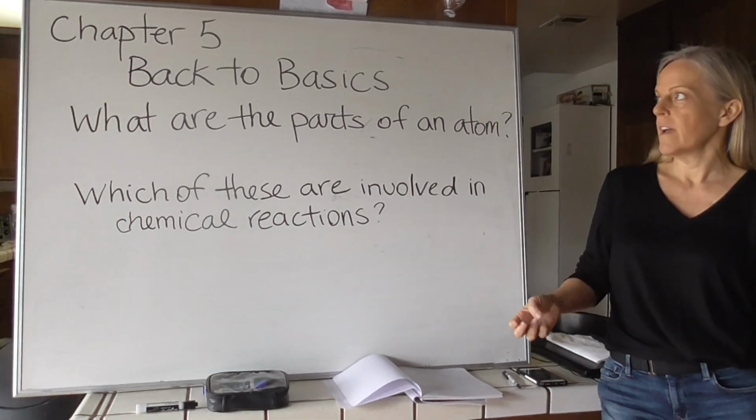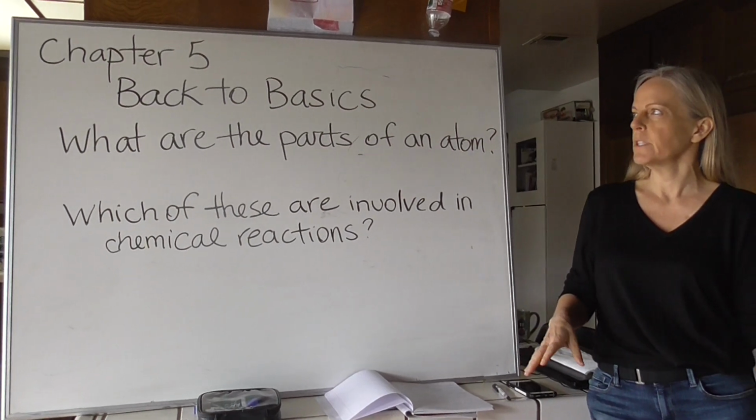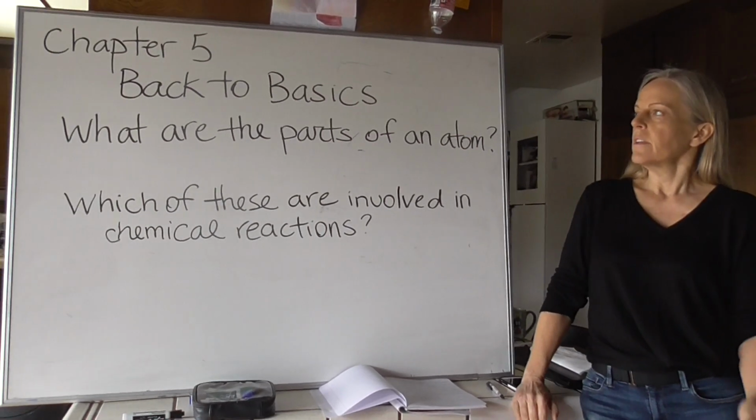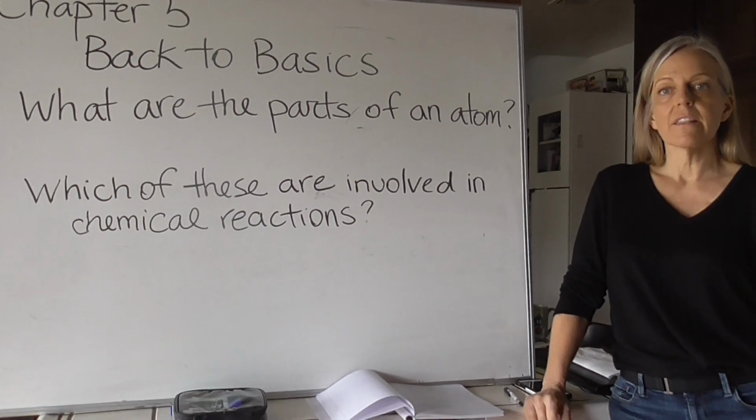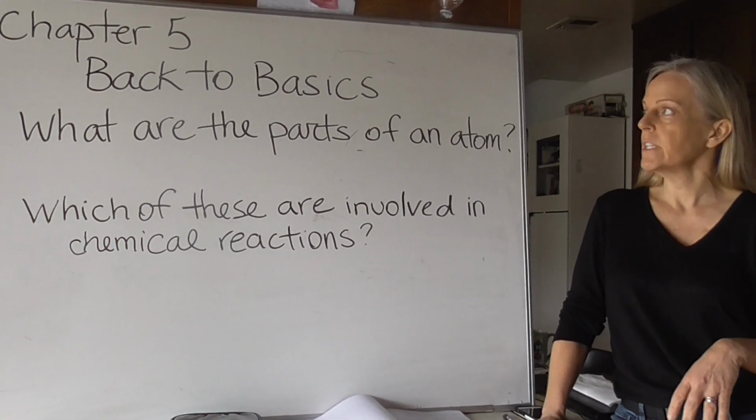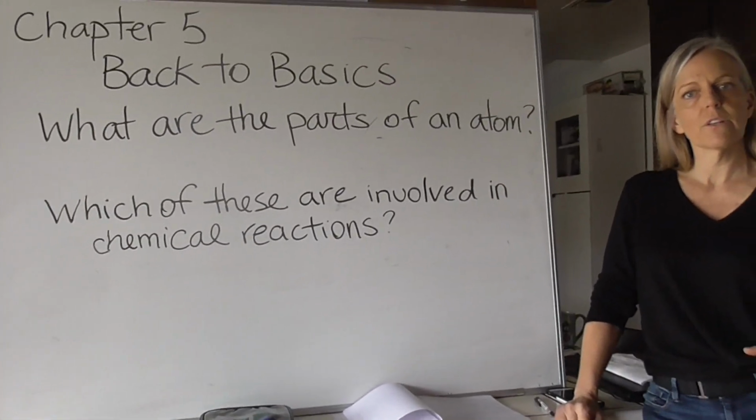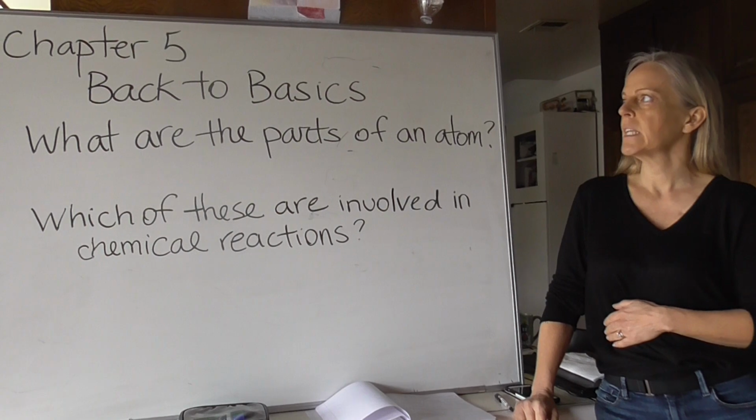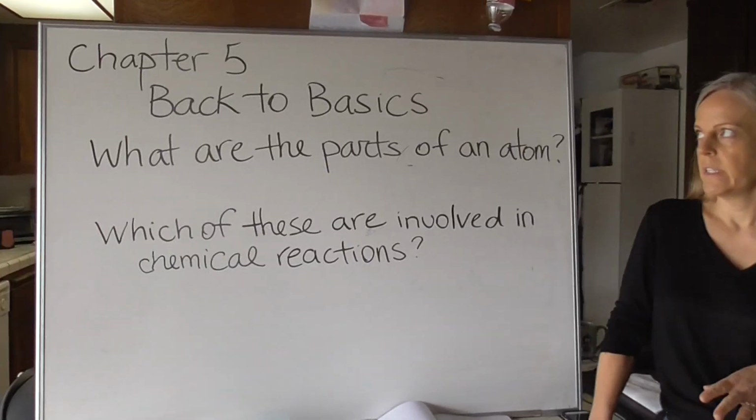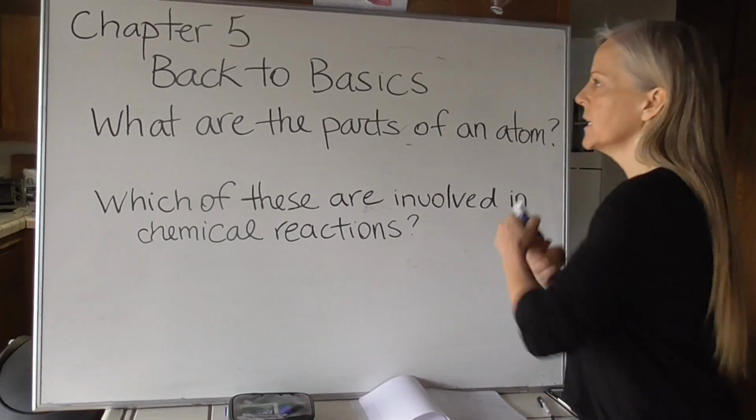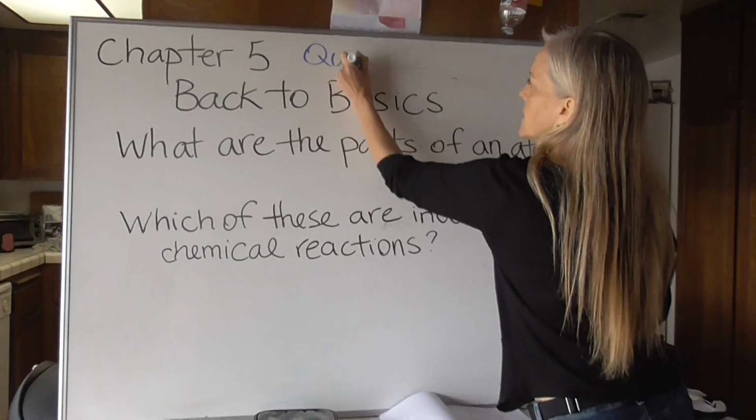So we're starting chapter 5, and chapter 5 is a little different than the first 4 chapters that we went through. The first 4 we started with calculations, and then we looked at chemical reactions, and based on what we started with, what would we form in the end. So chapter 5 is going to seem kind of weird.